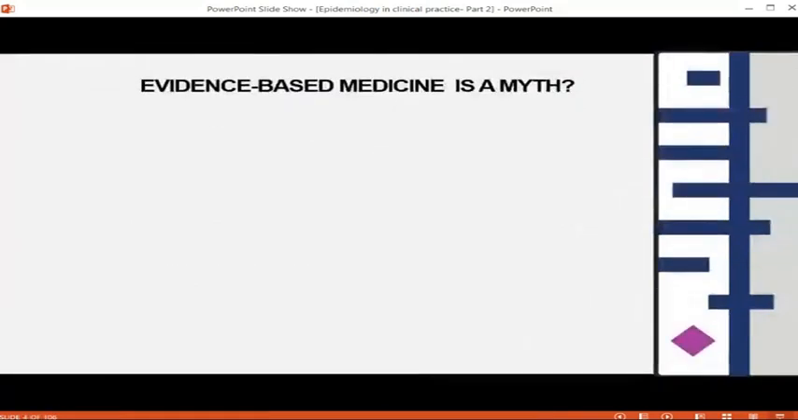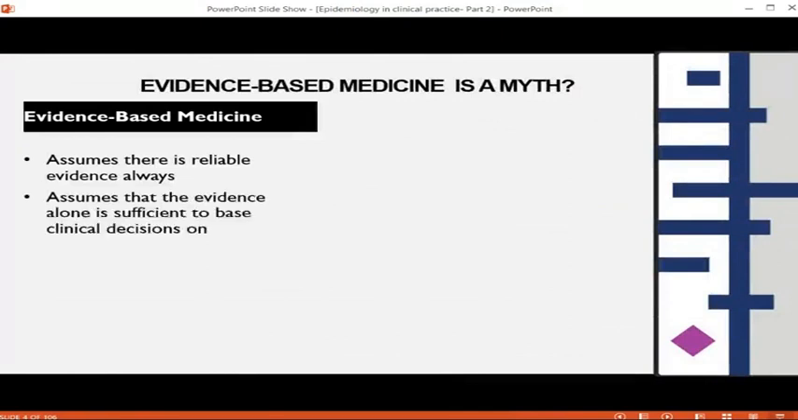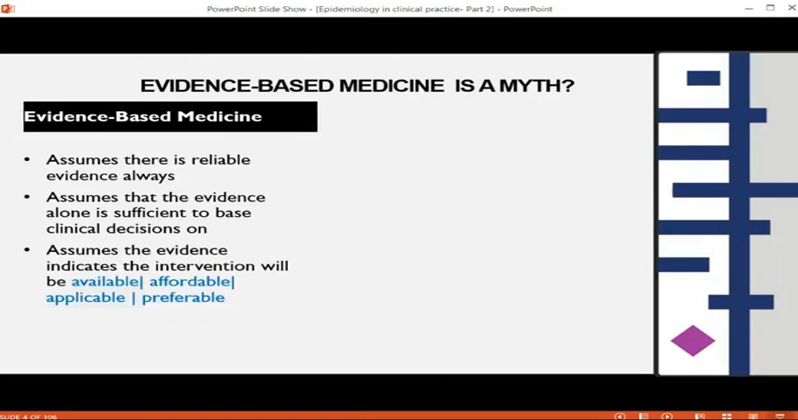Now, the problem is over the years, we've kind of figured out that evidence-based medicine, that term, probably is a myth because it kind of assumes that there will be evidence. And that's not always true. It also assumes that that evidence is enough to make a clinical decision, which I'll demonstrate to you is not always true. And it also assumes that the evidence indicates that whatever intervention it's talking about will be available, it will be affordable, it will be applicable, and it will be preferable.